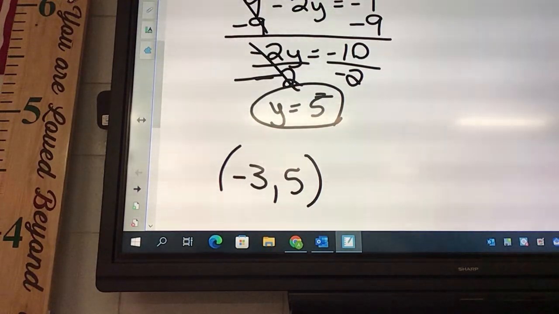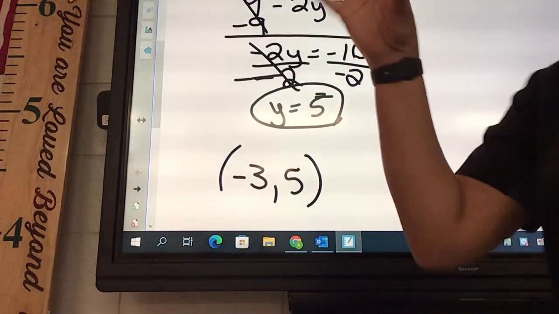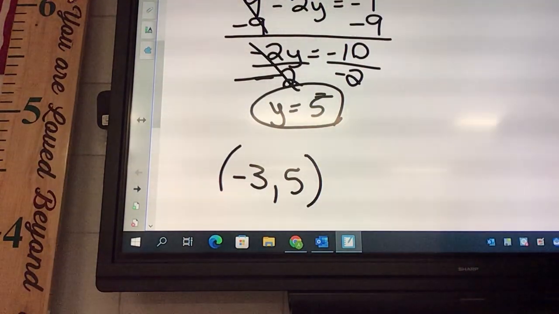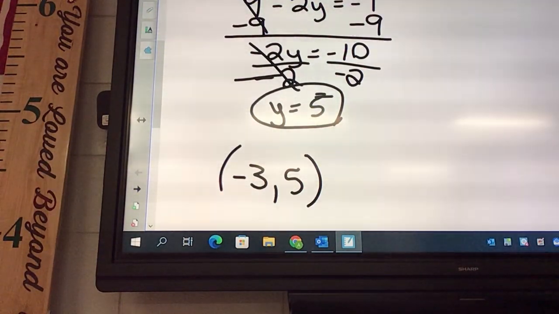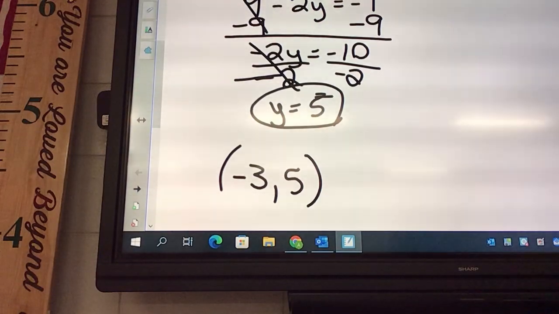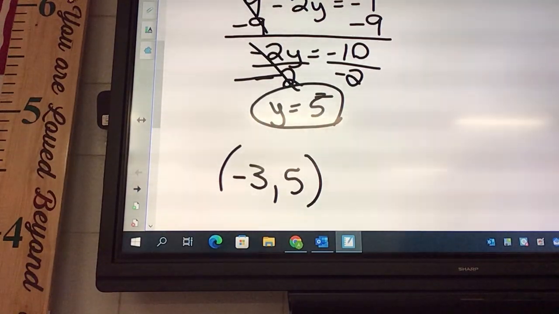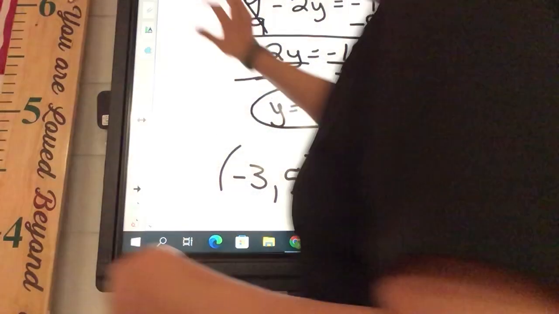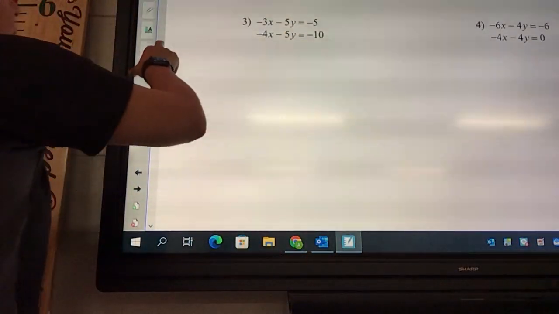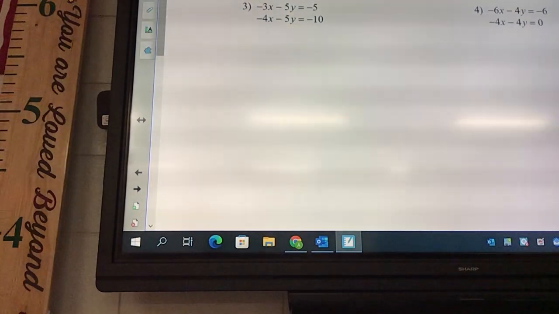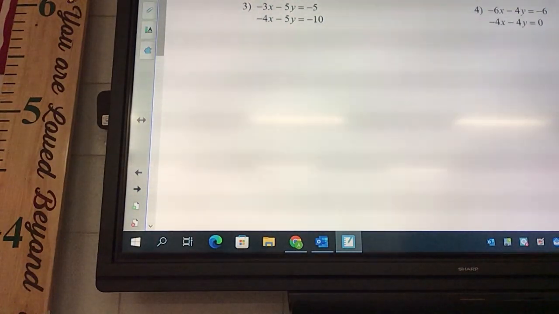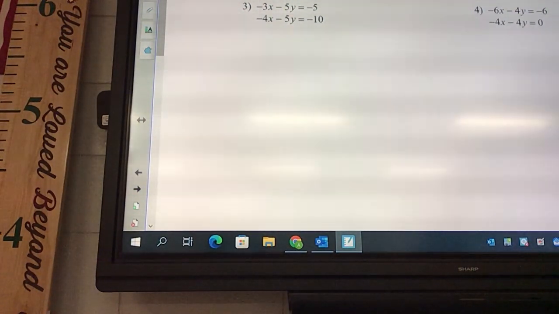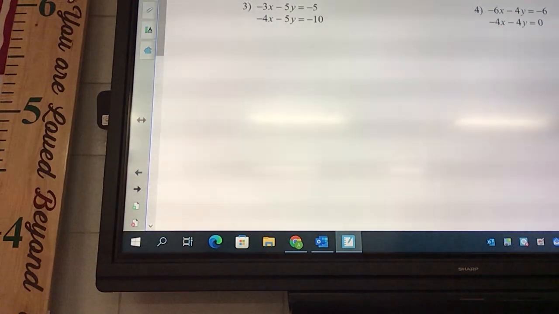Okay, so that would have been like type 1, okay, where we could just add them together because the signs were different, okay? We had 1 plus, 1 minus, so we could just add them together, okay? Now, if we look at number 3, do we have two numbers that are the same? Yes, the y's, okay? Do they have the same sign or different signs? Same signs, which means I need to subtract them, okay?